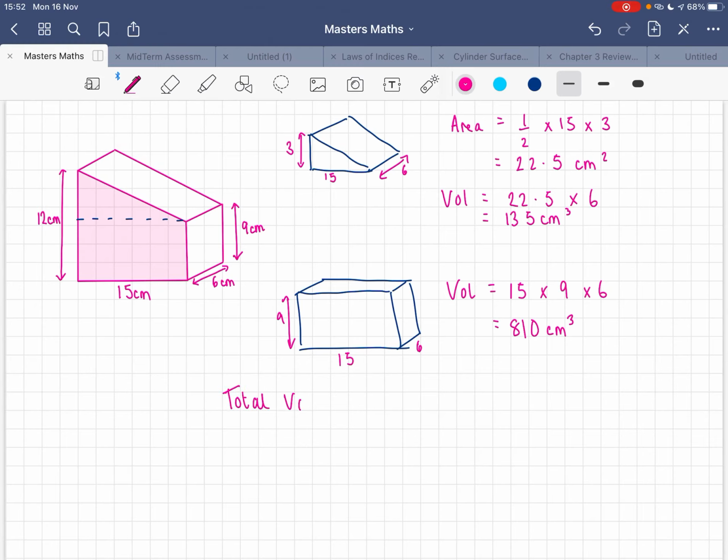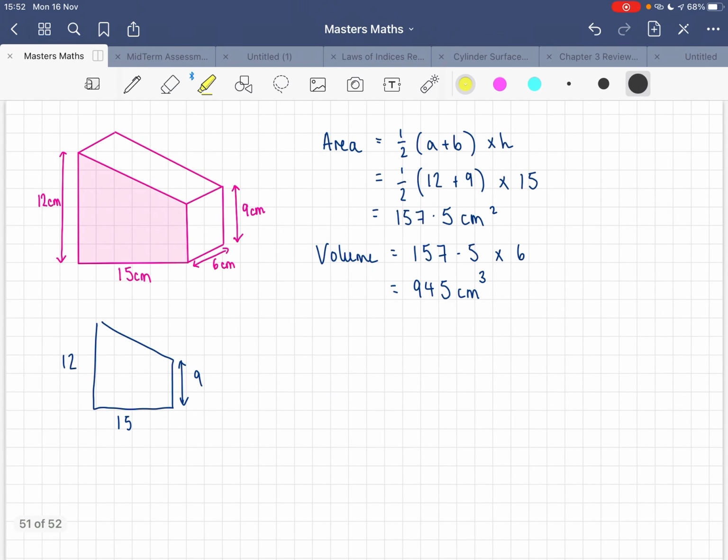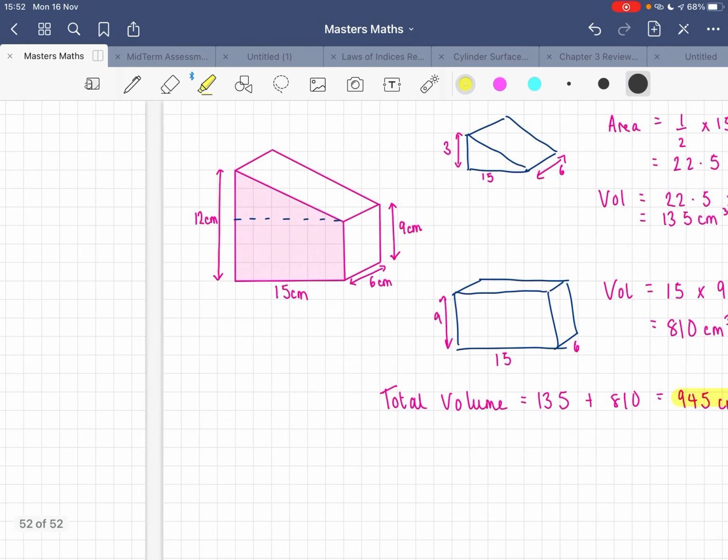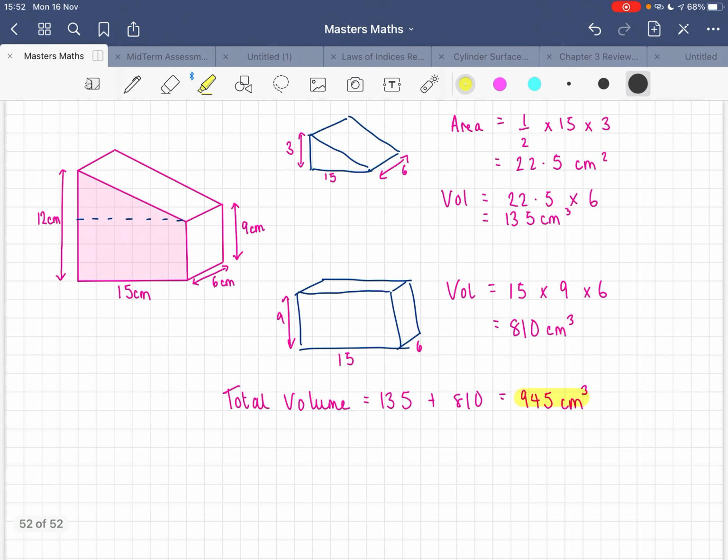So then to find the total volume, you add those two things together. So the volume of the triangular prism and the cuboid together, 135 add 810 is 945 centimetres cubed in total. And that is your final answer. So we still get the same answer as before, 945, but a little bit more of a long-winded way of doing it.